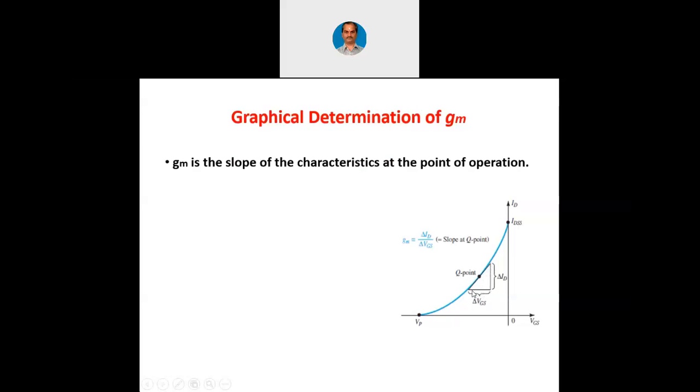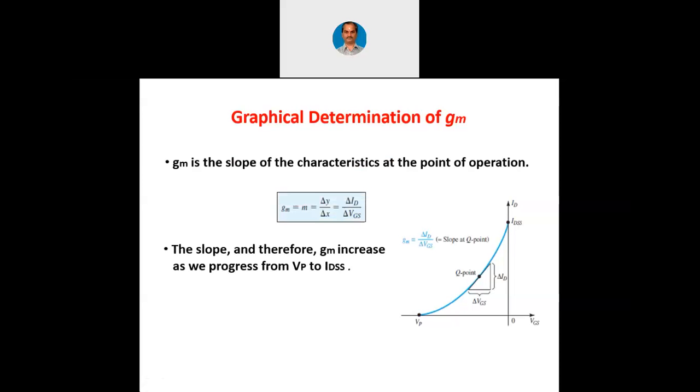That means gm is the slope at the Q point, or the transconductance of a JFET is the slope of the transfer curve at the Q point. So we can graphically determine this. So gm equals m there. What is the symbol m? m stands for slope itself, right? y equals mx plus c means that m is nothing but the slope of the line. So m is equal to delta y by delta x, which is nothing but delta ID by delta VGS.